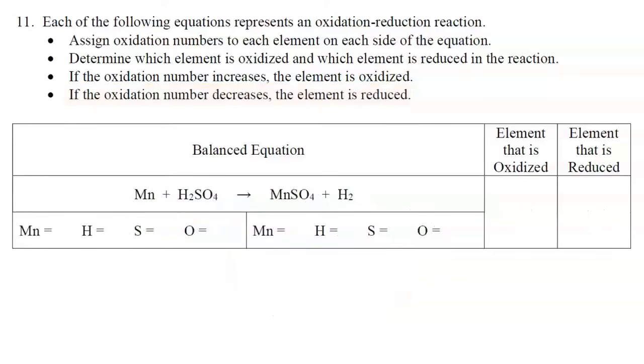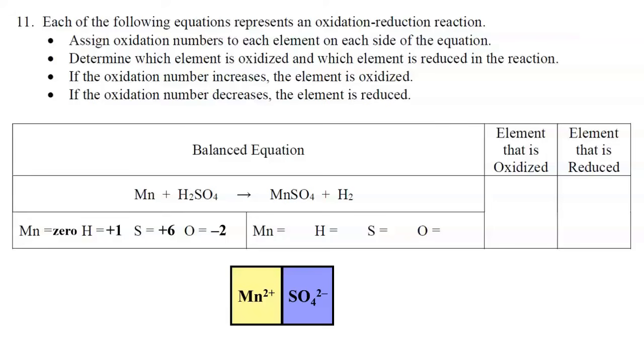All right, here's our last example. We have manganese in elemental form, so it's 0. Hydrogen is +1. Oxygen is -2. And in the H2SO4 compound, sulfur is +6. On the other side of the equation, we have MnSO4, and the charge on the sulfate ion is -2. That makes the manganese ion +2. So manganese is +2.